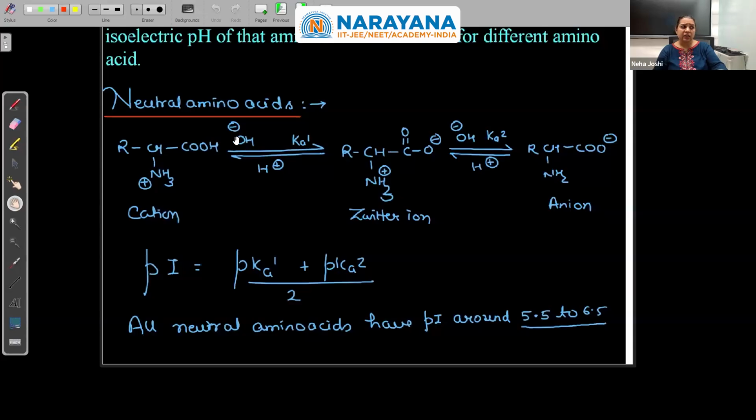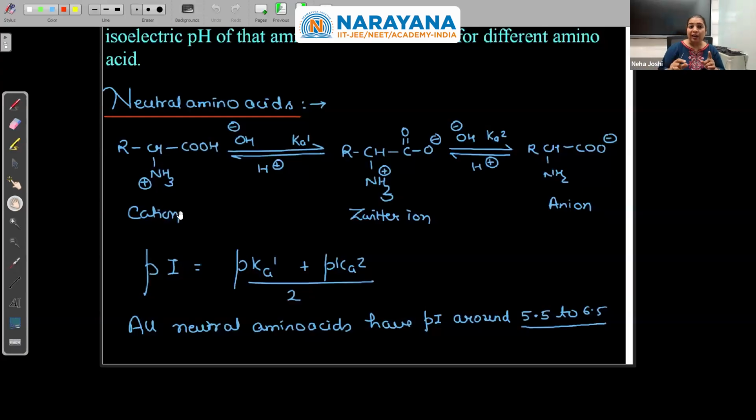Now I start, okay, I add OH minus, which will go, so I'll say COOH will go first, more acidic is COOH. And that K1 is of COOH. Then I further add more base. Now NH3 plus will go and anion is forming. If in this anion, I start decreasing the pH, I start adding H plus, this is a stronger base center, NH2. So it takes the H plus first. Then this takes, so cation.